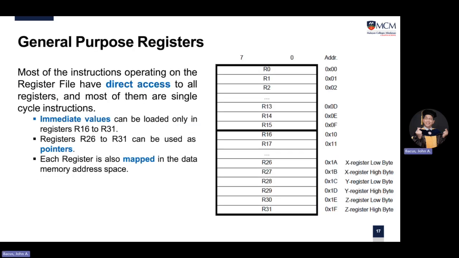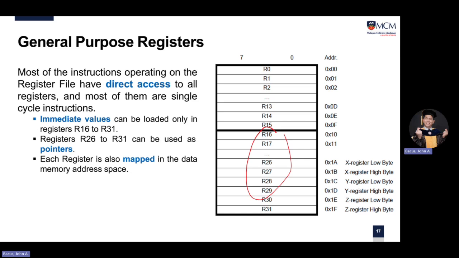The general purpose registers include the addresses, no? Most of the instructions operating on the register file have direct access to all registers, and most of them are single cycle instructions. The immediate values can be loaded only in R16 to R31. R26 to R31 can be used for pointers, for pointing.